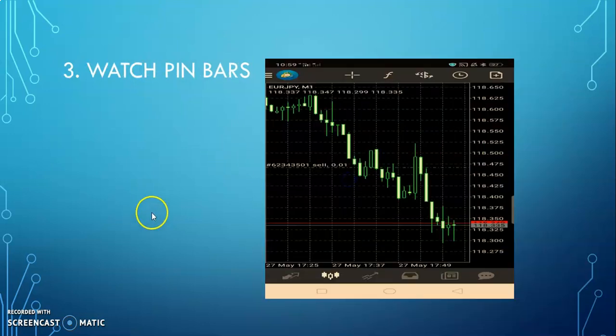Another approach is to watch the pin bars. Whenever you trade, you have to look for the pin bars and other different candle formations. For example, we have here the bearish pin bar, and it's really going to go down. Here we have the piercing candle, okay? Then it's really going to go down. Then we have here the pin bar. It's really going to go down.